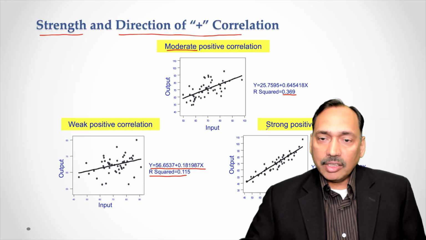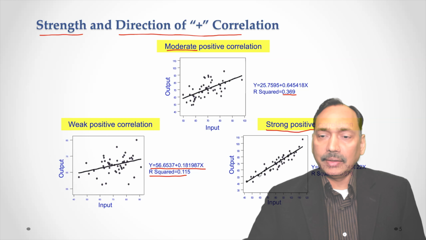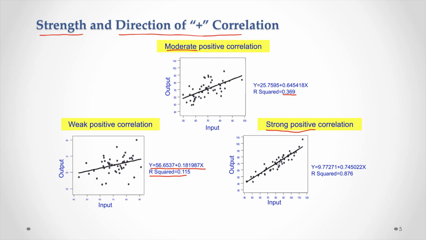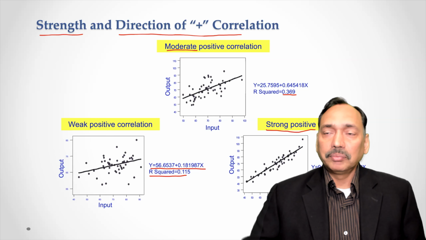And then we have this strong positive correlation where all the dots are quite close to the straight line. Because you have less variability around the line, R square is the highest. It is 87.6, roughly 88%. So only 12% of the variability is not explained.